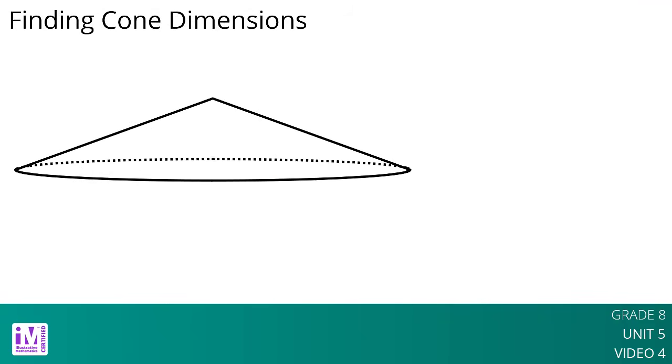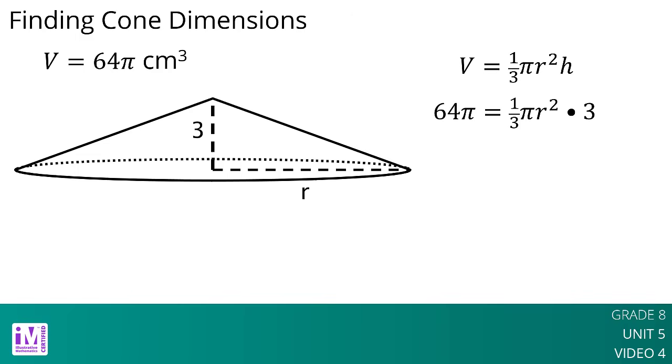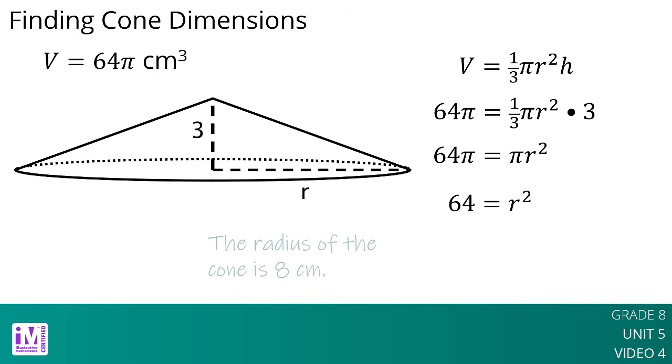For example, imagine a cone with a volume of 64 pi cubic centimeters, a height of 3 centimeters, and an unknown radius r. From the volume formula, we know that 64 pi equals 1/3 pi r squared times 3. Looking at the structure of the equation, we can see that 64 equals r squared, so the radius must be 8 centimeters, since 8 squared equals 64.